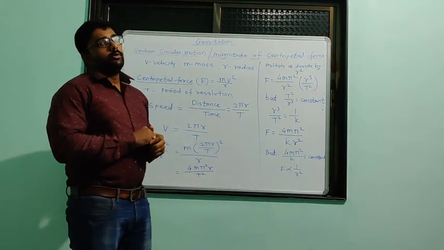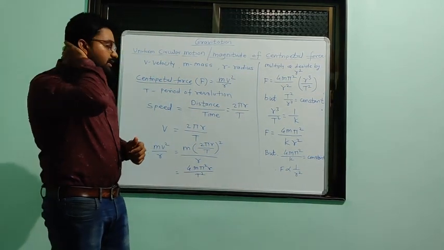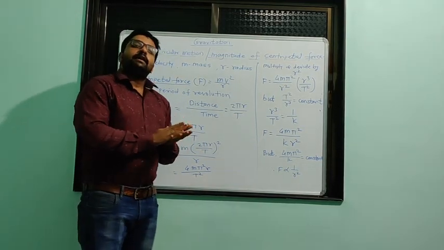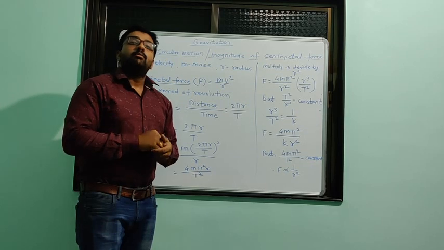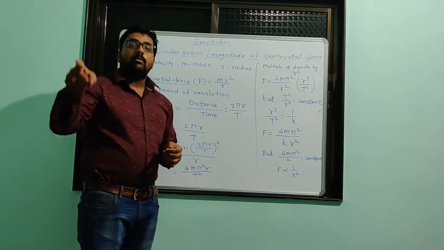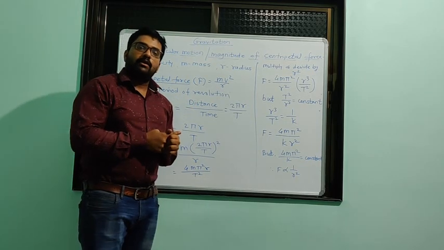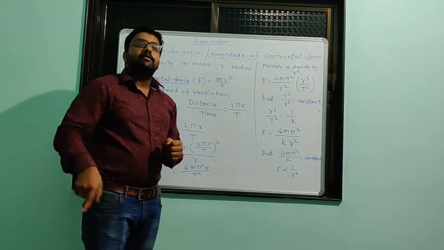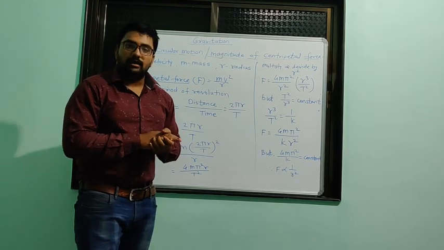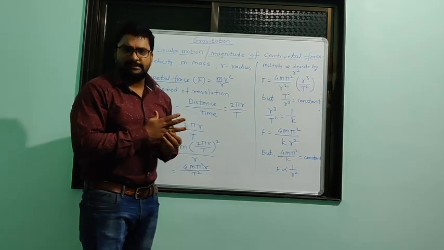Now we have already seen the definition of circular motion. We define circular motion as motion of an object around the circumference of a circle. If any object is moving on the circumference of a circle, then that motion is simply called circular motion. That part we already studied.